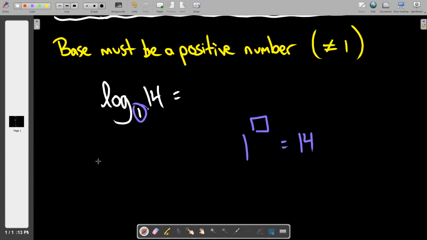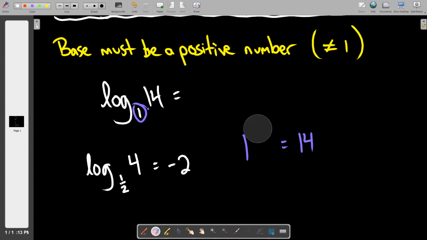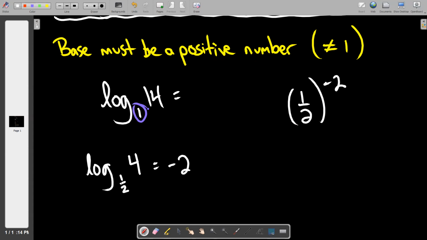We might even see situations in which you have a logarithm where the base is itself a fraction. For the record, as long as it's a positive base, it is evaluatable. Anybody think of what log base 1/2 of 4 would have to equal? Yeah, it's -2, because if you take 1/2 and raise it to the power of -2, remember what I said earlier, a negative exponent causes you to reciprocate the base. So the base becomes 2 over 1, and then you change the exponent to positive.